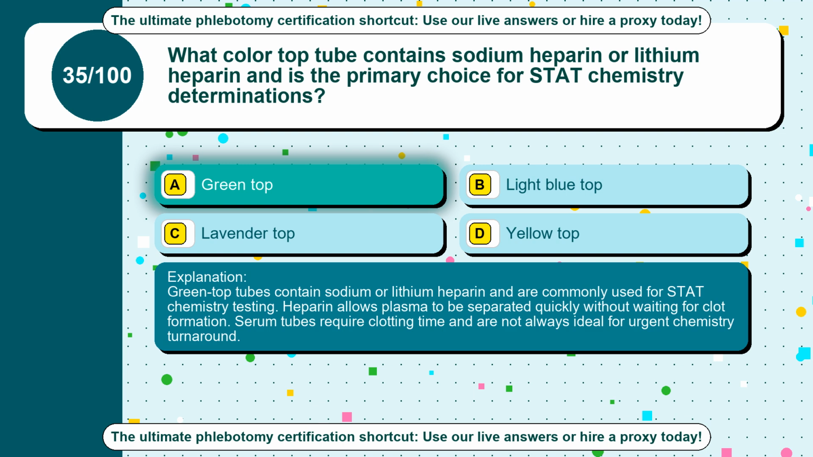Green top tubes contain sodium or lithium heparin and are commonly used for stat chemistry testing. Heparin allows plasma to be separated quickly without waiting for clot formation. Serum tubes require clotting time and are not always ideal for urgent chemistry turnaround.